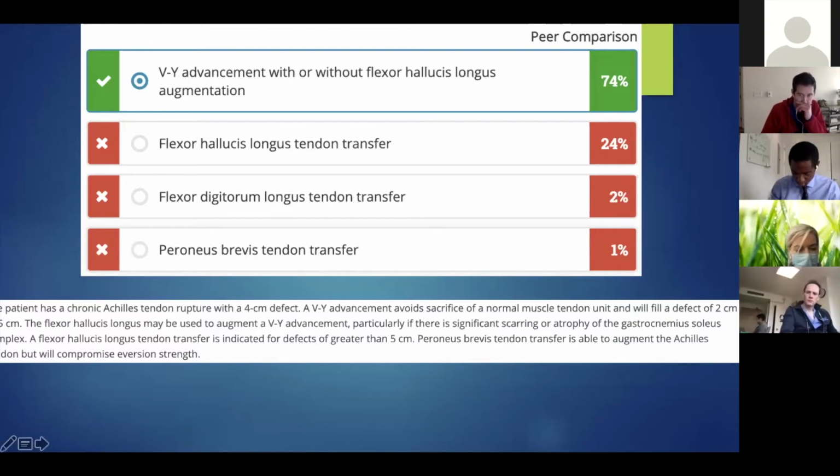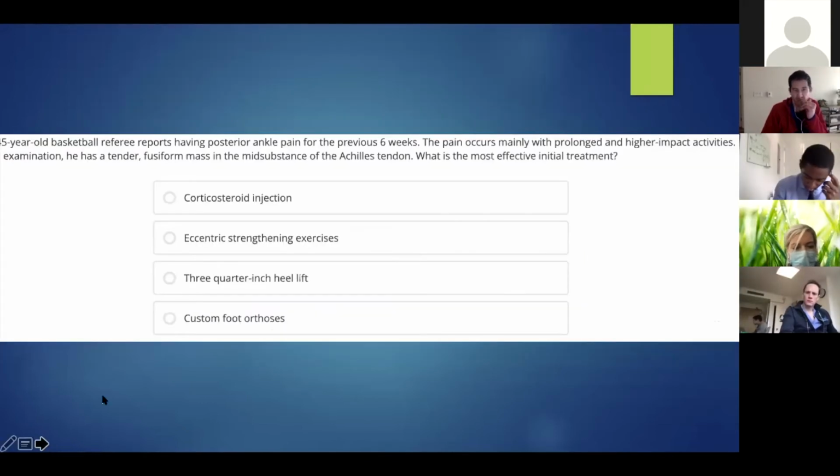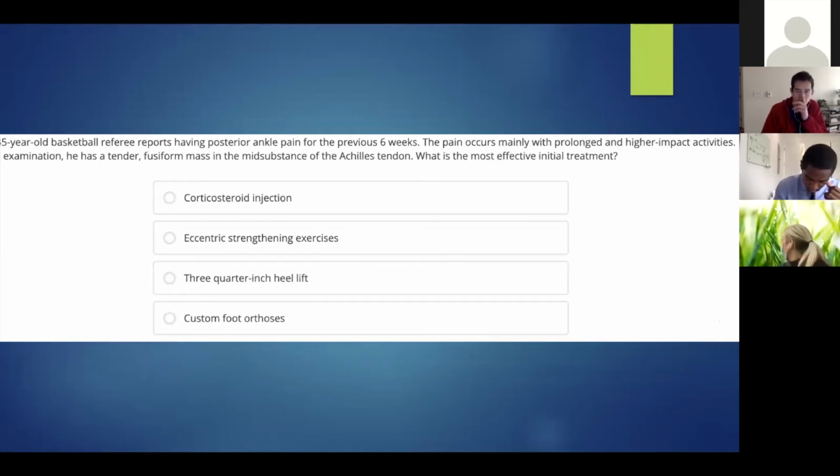All right, we'll go with Charlie. All right, so 45-year-old basketball ref reports having posterior ankle pain for the previous 6 weeks. Pain occurs mainly with prolonged and higher impact activities. Tender fusiform mass in the mid-substance of the Achilles tendon. What's the most effective initial treatment?